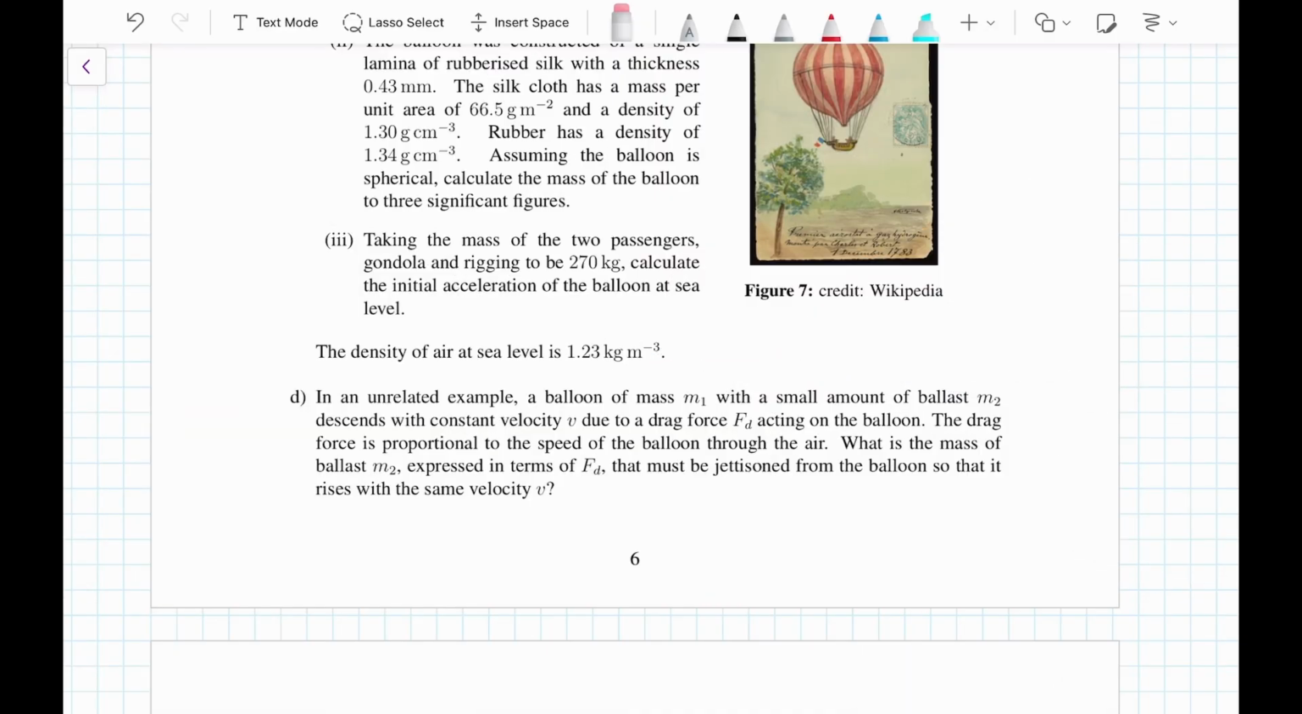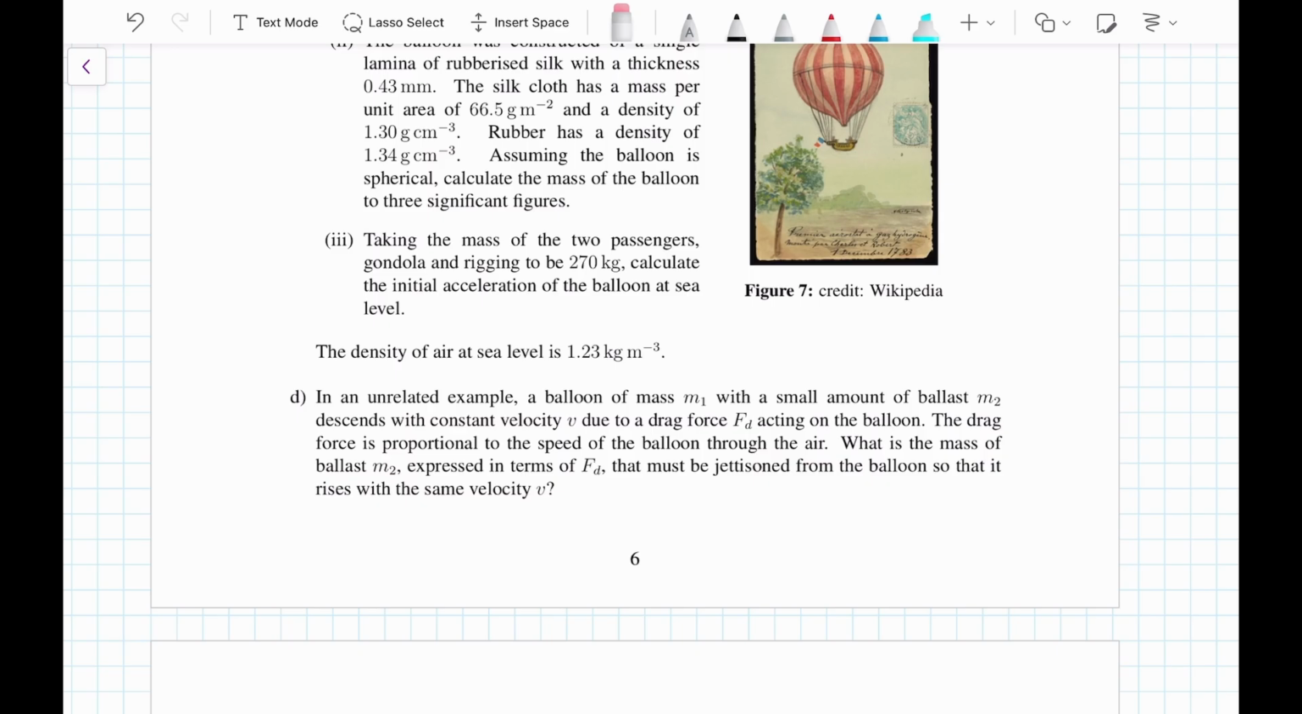So in this video, we're going to look at question D of question 3, 2023, section 2. It says, in an unrelated example, a balloon of mass m1 with a small amount of ballast m2. So I suppose that's just extra mass in some sense. And then it says it descends with constant velocity v due to a drag force Fd acting on the balloon. The drag force is proportional to the speed of the balloon through the air.